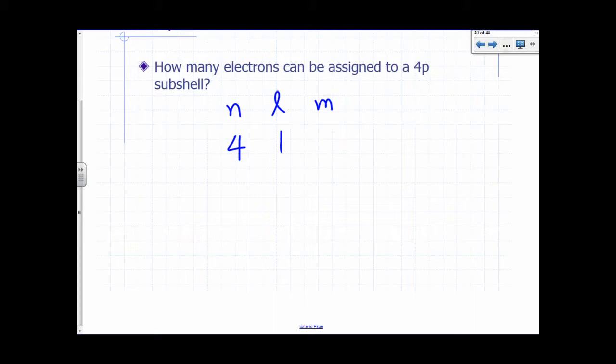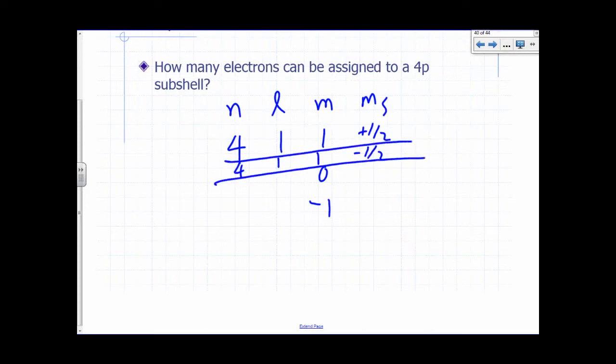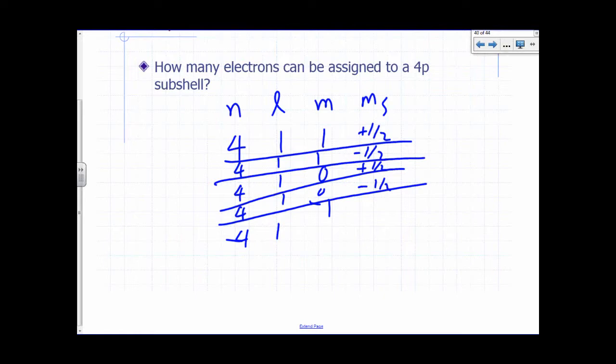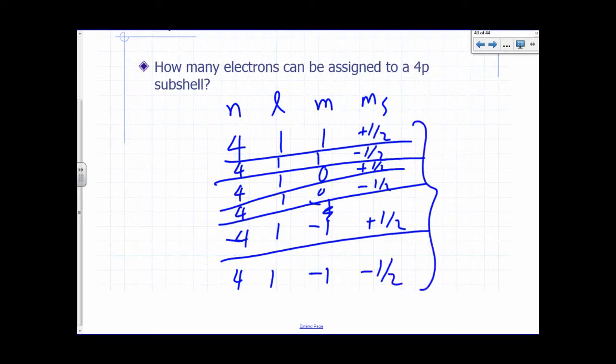We talked about this earlier, didn't we? So m can be 1, 0, or -1, right? And m sub s can be +1/2 or -1/2. So you can have 4, 1, 1, and 4, 1, 0, +1/2. 4, 1, 0, -1/2. And then you can have 4, 1, -1, +1/2, and 4, 1, -1, -1/2. 6 possible sets of quantum numbers. That means you can assign 6 electrons to a 4p subshell.